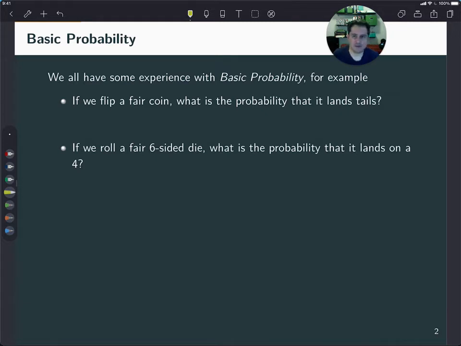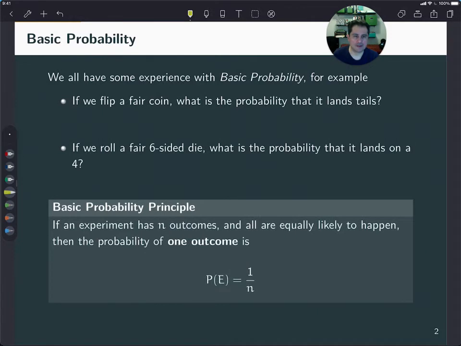It's 1/2. If you roll a fair six-sided die, what is the probability that it lands on the 4? Now, a key point on both of these scenarios is that it's fair. I'm saying it's a fair coin. I'm saying it's a fair six-sided die. So this is a very basic probability concept that everybody has from common knowledge, even if not from school.